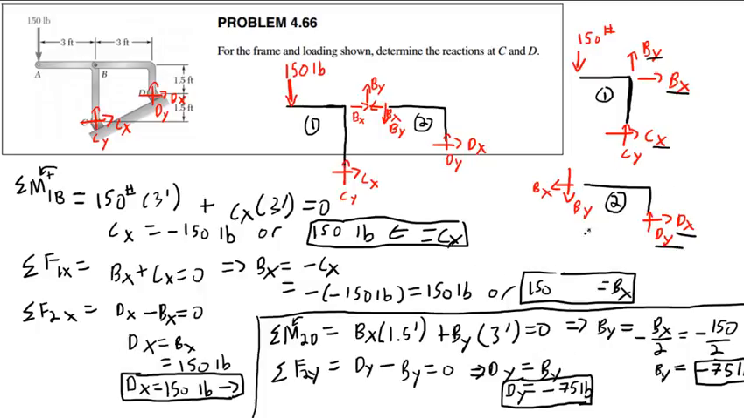So we have dy. All that's left is cy. Finally, the sum of forces in object 1 in the y direction, I think I can sneak this in down here, is negative 150 plus cy plus By equals 0. That leads us to cy equals 150 minus By, which equals 150 minus negative 75, equals 225 pounds. That is cy. And that is how we find all of our reactions.